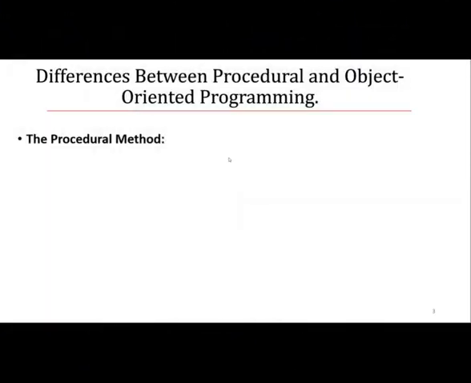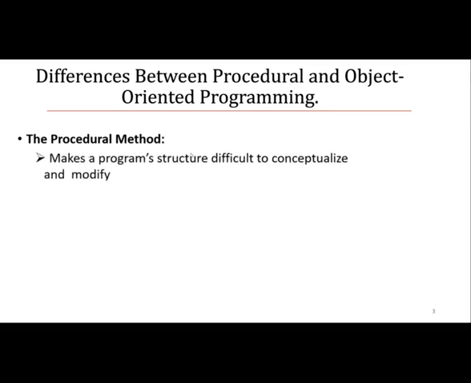Now we'll take a look at the differences between procedural and object-oriented programming. The procedural method. Now, object-oriented programming was developed because limitations were discovered in earlier approaches to programming. And this procedural method makes a program's structure difficult to conceptualize and modify.